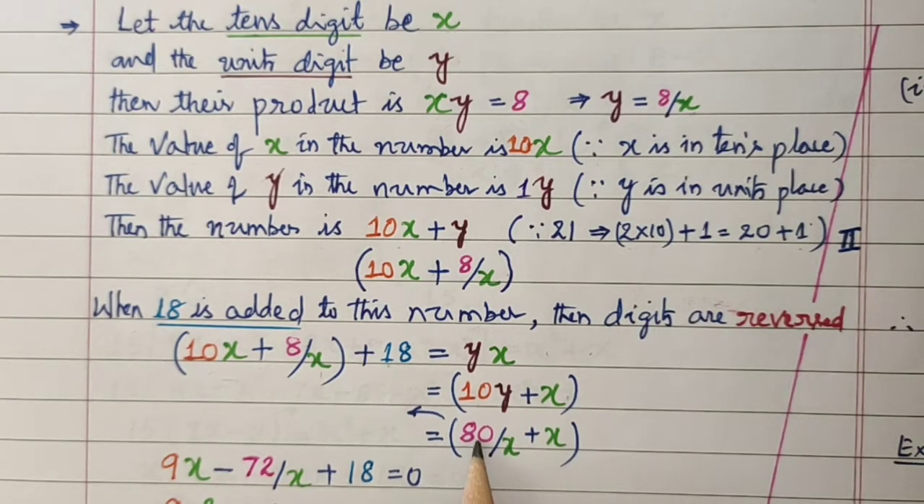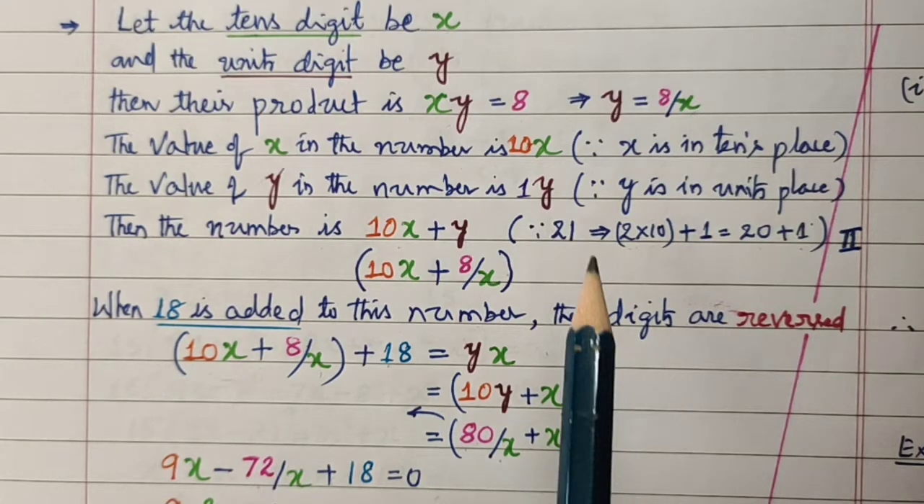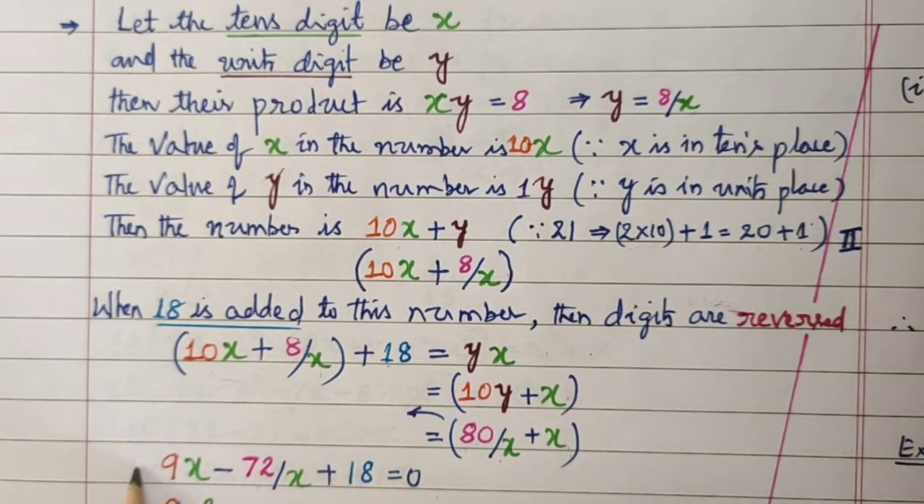This has become 80 divided by x plus x. So bring this one towards the left. This will become minus 80 by x plus 8 by x will be 72 by x, plus 18 is equal to 0. When we brought this side, 10x minus x will become 9x. This is the equation we formed according to the conditions. Once you form the equation, then 70% of your problem is done. So then convert that into the standard form of a quadratic equation.